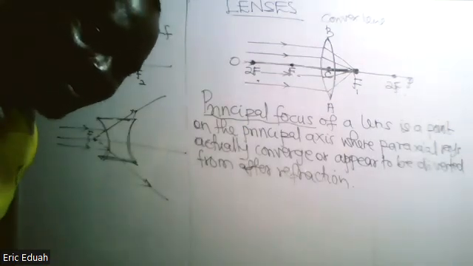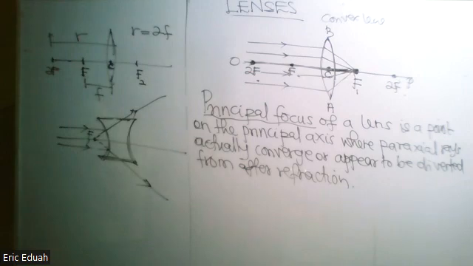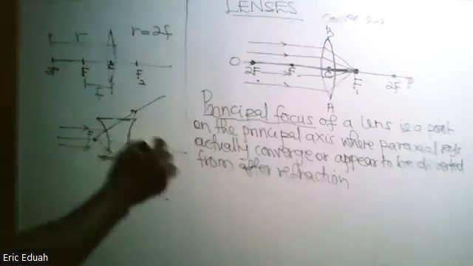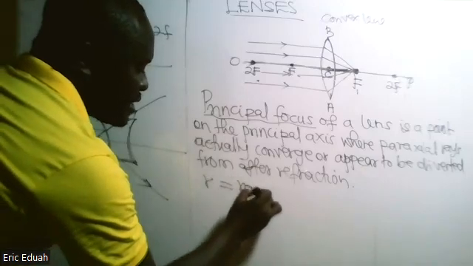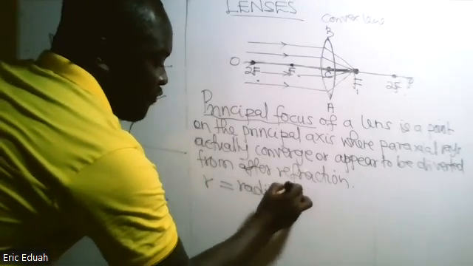Mr. Dia, please, what's the R for? R is the radius of curvature. R is equal to the radius of curvature.